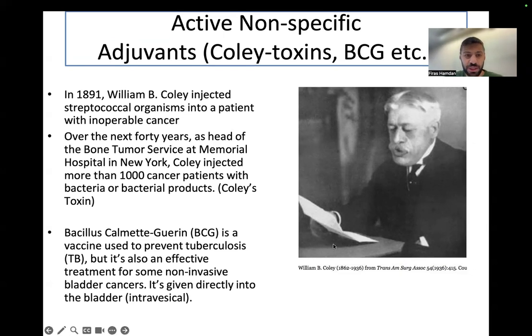Sorry, I have a question. I read that they're trying to activate and modify neutrophils under this non-specific approach because they're initial responders. Is this true? Yes, Miriam, this is very, very true.